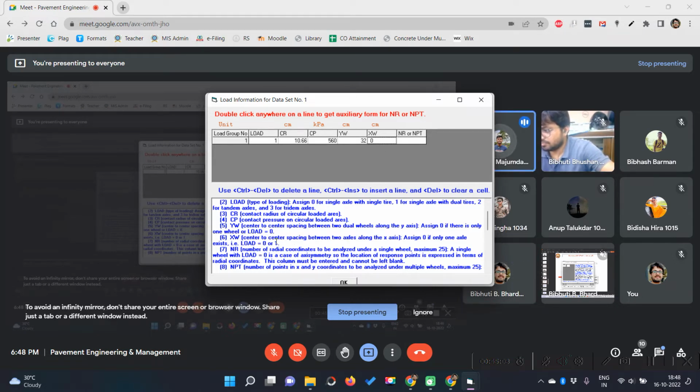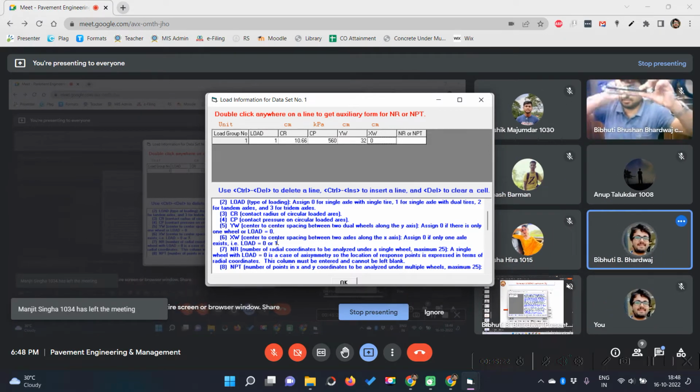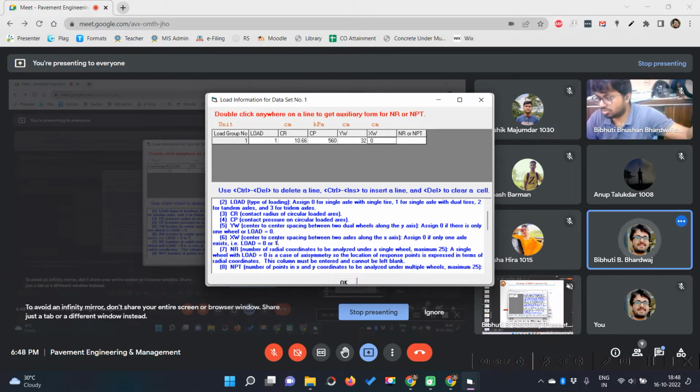Center to center spacing between two axles. Do you have two axles? We have only one axle, right? Single axle. If it is a tandem axle, then two axles are there, like this, and this distance would be your XW. But here it's a single axle only, so 0.